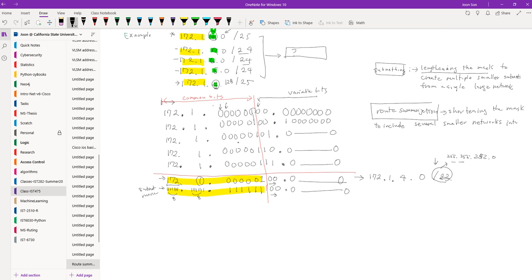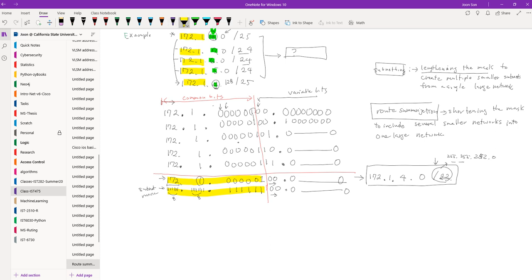Into one large network, right? So you have smaller networks now, and you want to include all these smaller networks into one large network. So it's really the opposite.